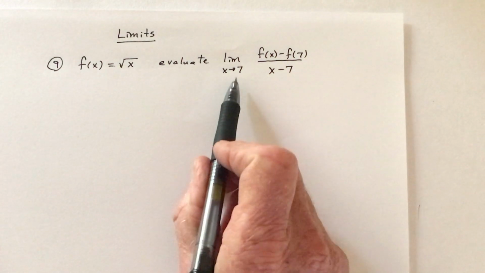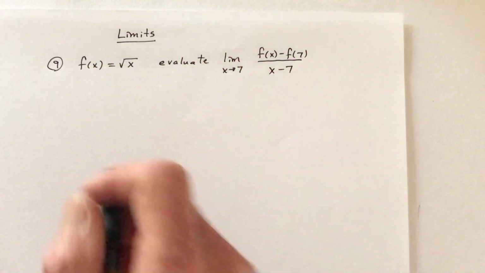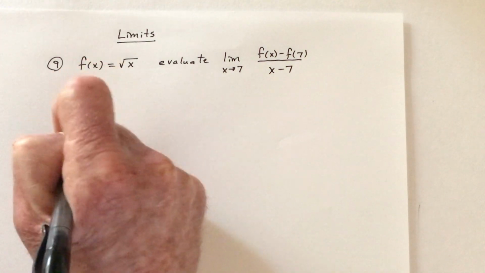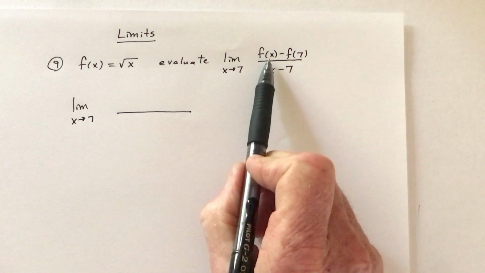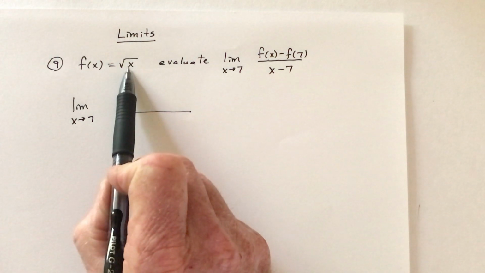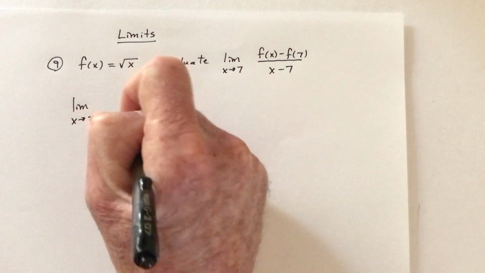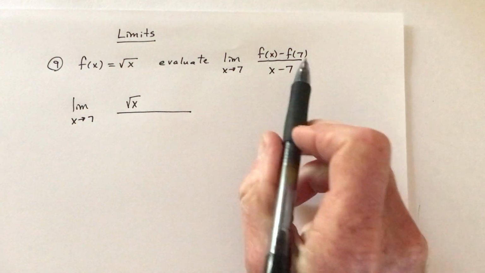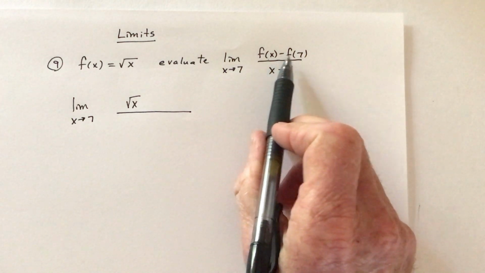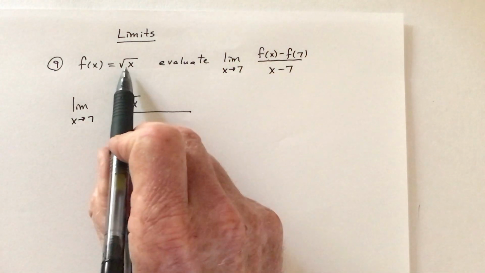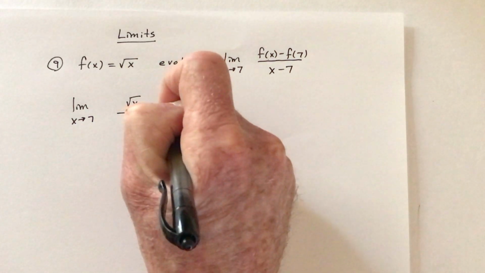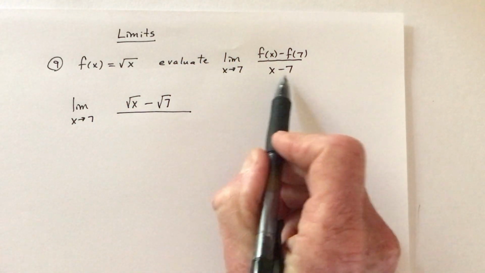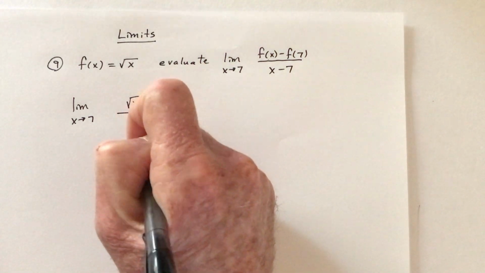Okay, so it's going to be the limit as x approaches 7. This just says f of x, so that's the square root of x. And then this part says minus, now plug a 7 into the square root function. So that's going to be minus the square root of 7. And on the bottom, it's just x minus 7.